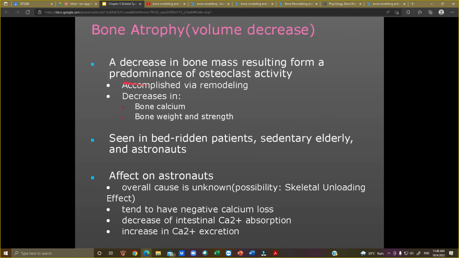hypertrophy. And also we are going to get bone atrophy, a decrease in bone mass resulting from a predominance of osteoclast accomplished via remodel. Osteoclast buat kerja 10, osteoblast buat kerja 8. So we are going to get lacking in terms of new bones. Ini maksud atrophy. So decreases in bone calcium, bone weight, seen in bedridden patient, sedentary elderly and astronaut. Dengan kata lain, if you don't put weight towards your bone, it will go atrophy. Jadi kalau main gym kan, buat badan lupa buat kaki kena atrophy. Kaki kecil badan besar, boleh jadi.